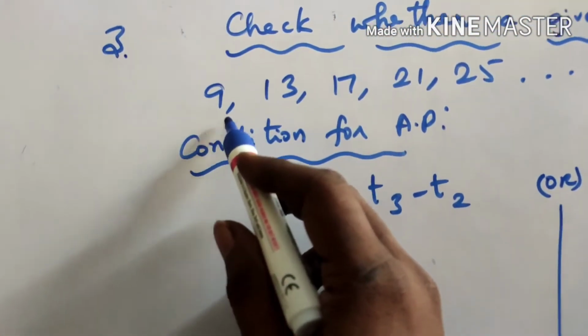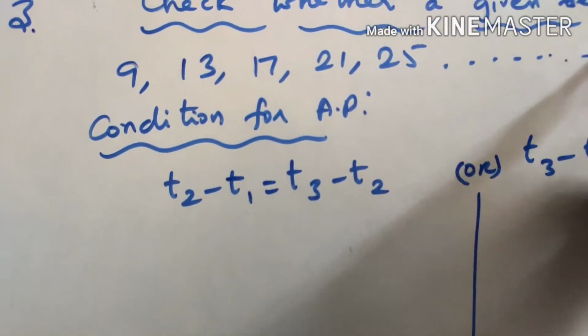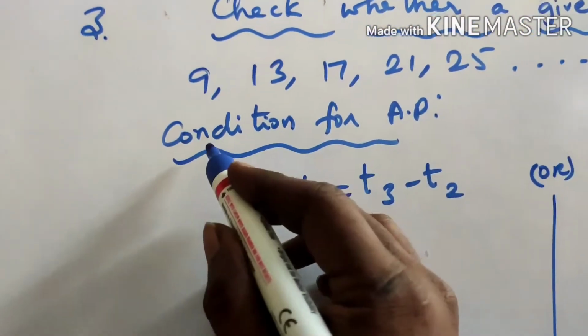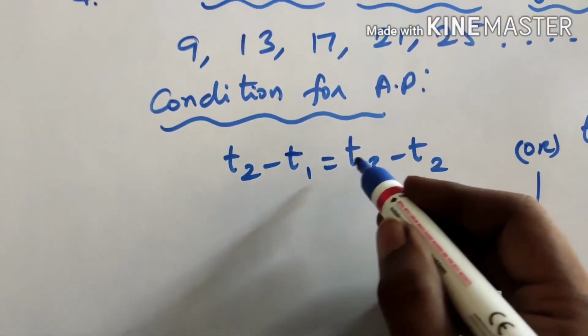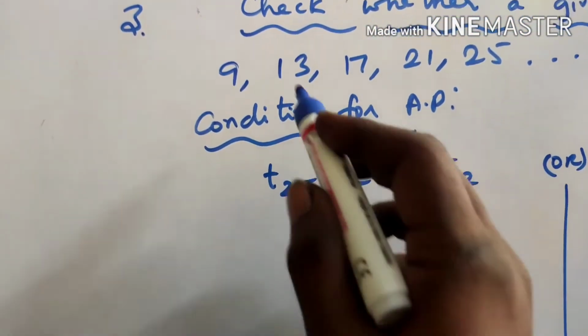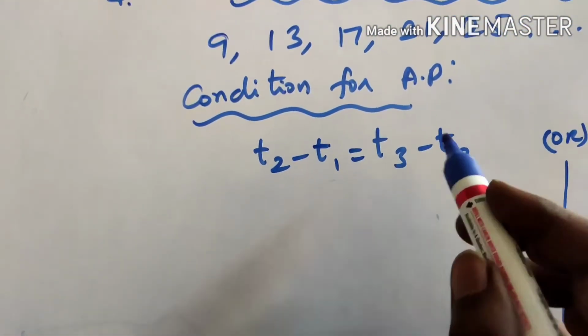See here, 9, 13, 17, 21, 25. It goes on, and we have to check whether it is in AP or not. Okay, and this is the condition for AP. See here, T2 minus T1 equal to T3 minus T2. If you take three terms, this is the condition. First three terms, T2 minus T1 should be equal to T3 minus T2.